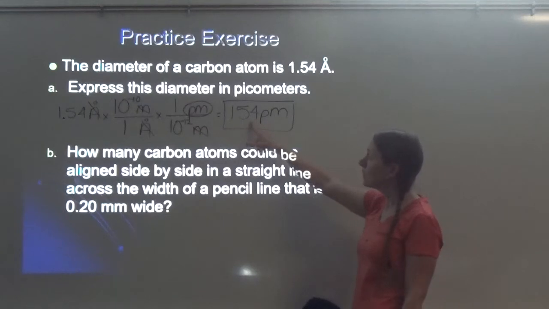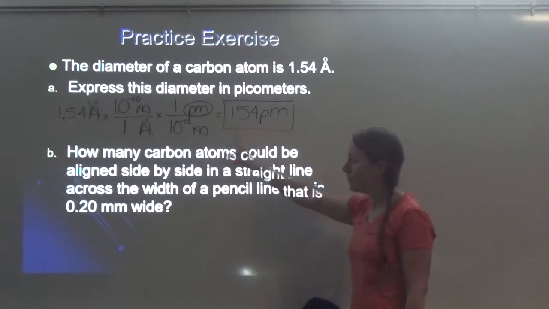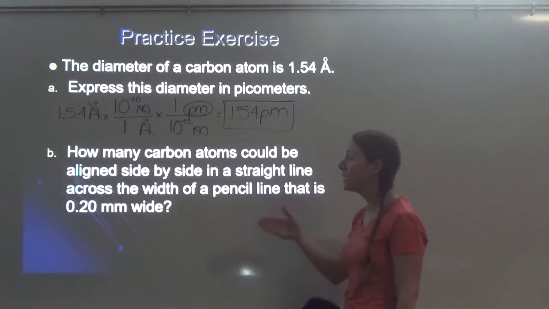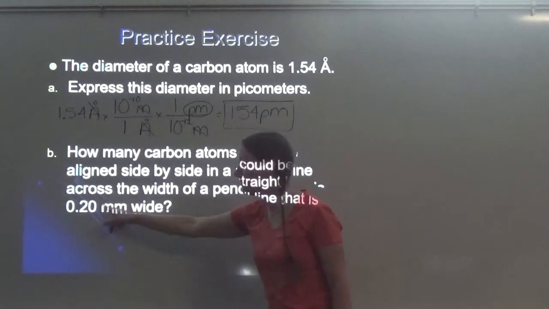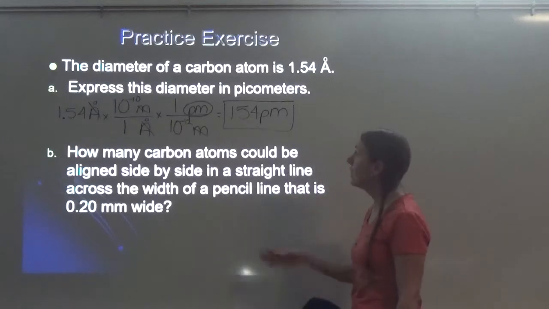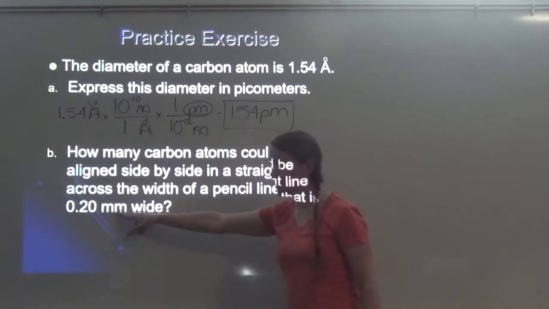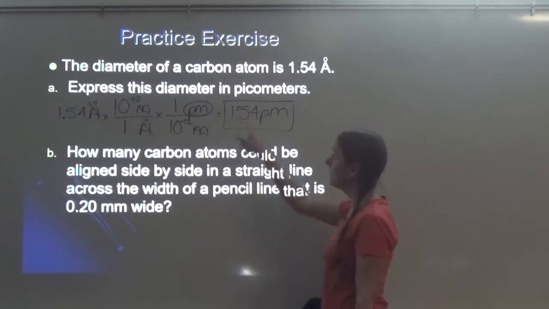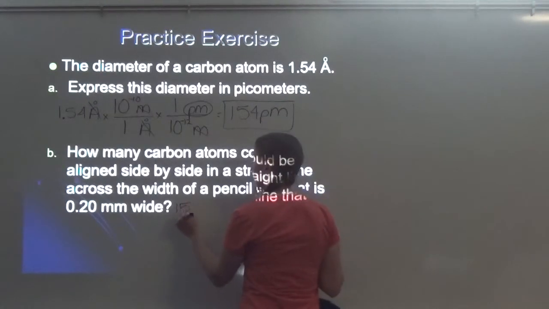So we know the diameter of a carbon atom in picometers, but we're trying to figure out how many would fit across a line that they've given us in millimeters. So I need to change picometers to millimeters. Since it's a prefix to another prefix, it's going to take me 2 steps. So I start with my 154 picometers.